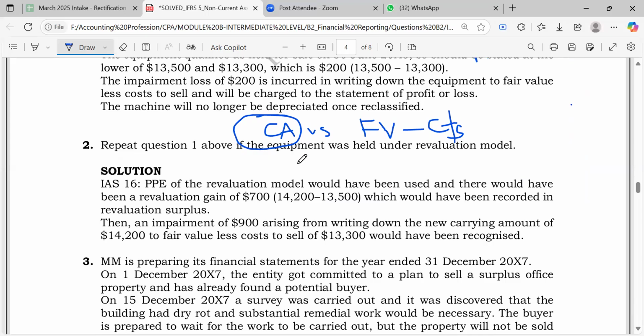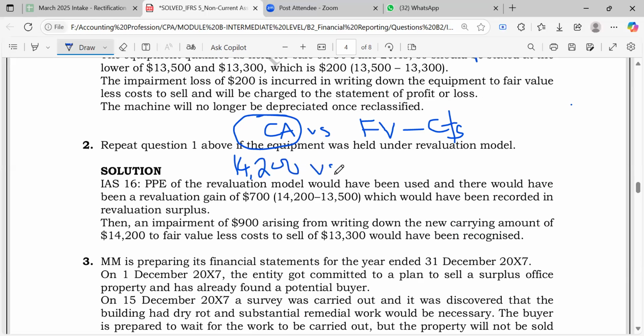And then after that, you would compare. Now you would say, okay, I'm done with IAS 16, I'm going with IFRS 5. And in IFRS 5 now, this carrying amount would have changed. It would no longer be 13,500. It would be that fair value, which is 14,200. And then it will be the time to compare now.